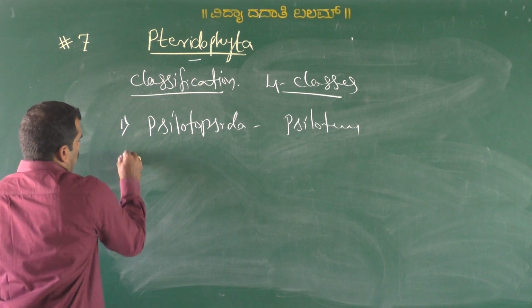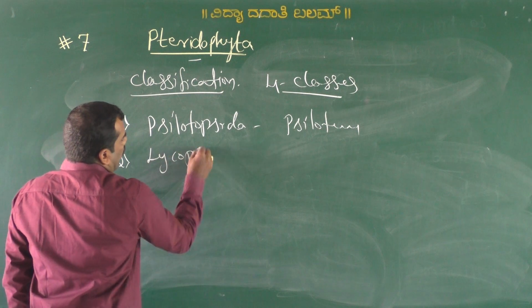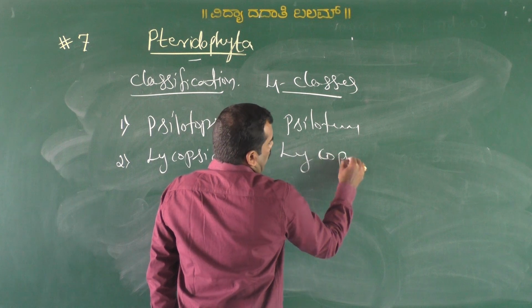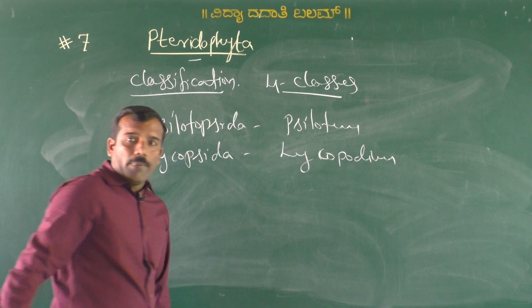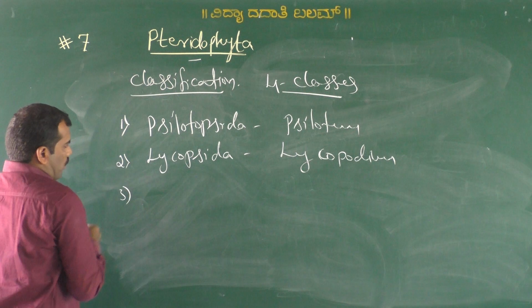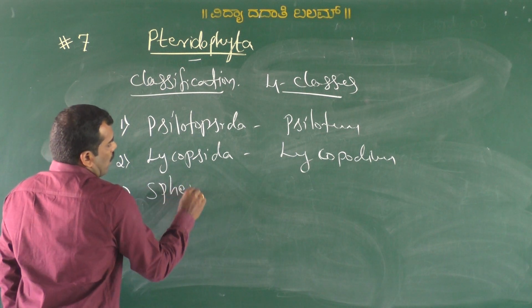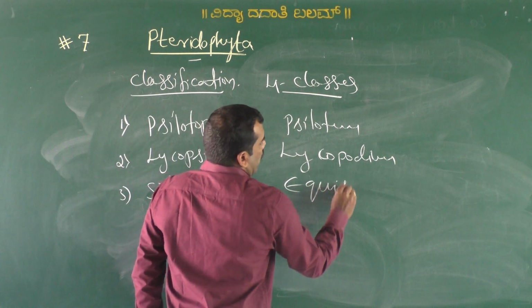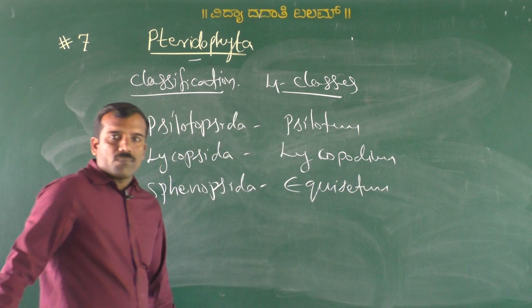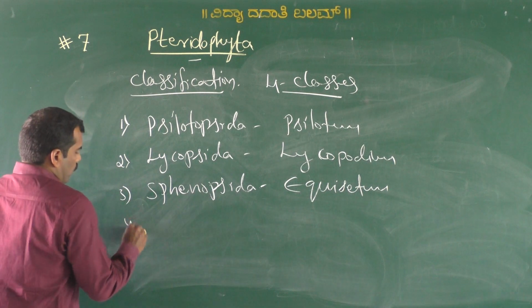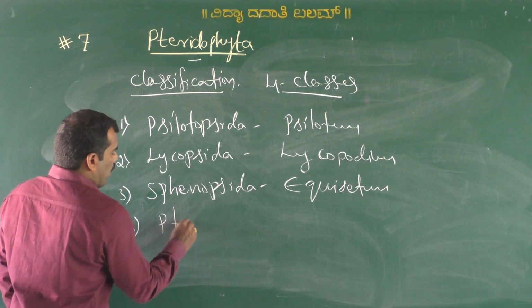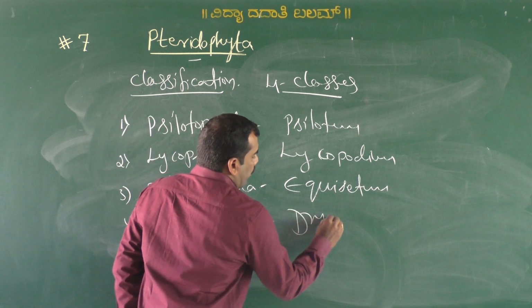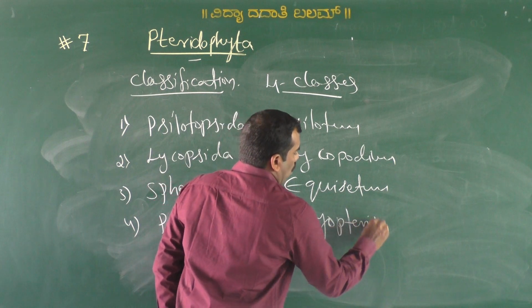Then Lycopsida, example Lycopodium. Third one is Sphenopsida, example Equisetum, that is commonly called horsetail. Then fourth one is Pteropsida, example is Dryopteris or Pteris.